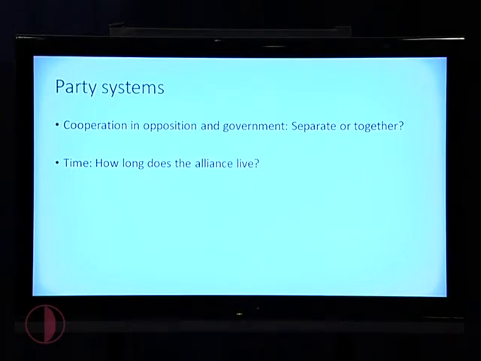Cooperation in opposition and government. Are they separate or together? For instance, if one party is in the opposition, its partner might also choose to be in opposition. But if, when one is in opposition, the other goes to government, there is strife in there. There is a cleavage in there. So we might consider whether those two parties are acting like one united party. And of course, another criterion is time. It's a matter of how long the alliance lives. Just for 1 year, then it's not two parties. For 10 years, yes, it might be two parties acting like one party.